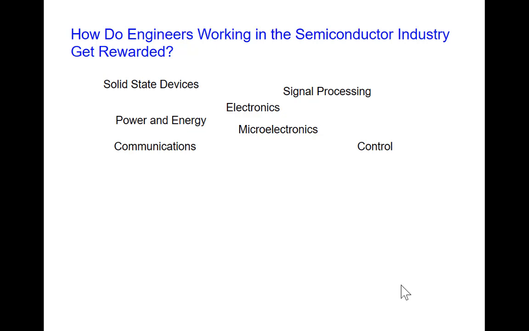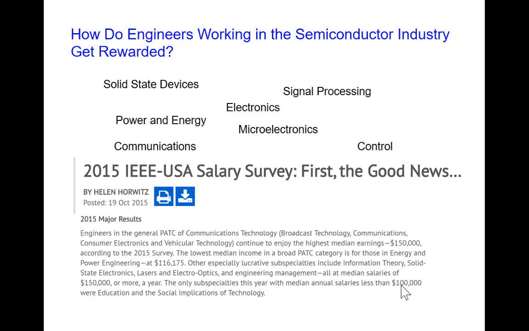Of these areas, anybody know which one's at the bottom of the list? Power and energy are at the bottom of the list. If you look at the difference, the solid state devices people are around 150,000 average salary. The power and energy people are around 116,000. Is that difference significant? Yeah, it's what it is.